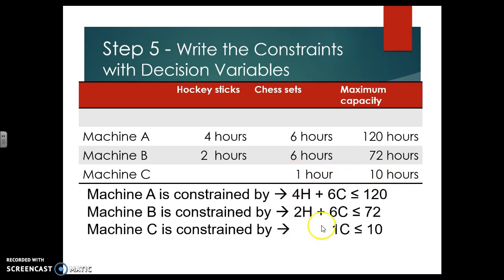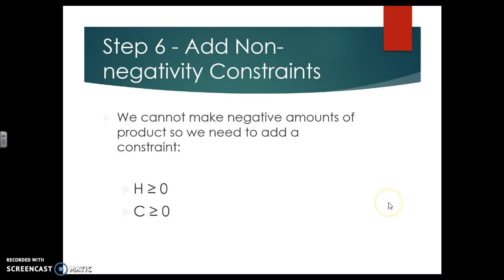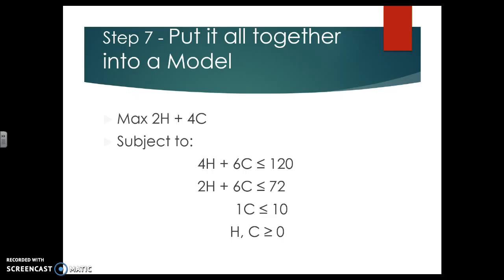And then here, I don't have anything for H because I don't need machine C for hockey sticks. We again are going to add non-negativity constraints because we don't want to make negative hockey sticks. That makes no sense. We write it out and we're good to go.